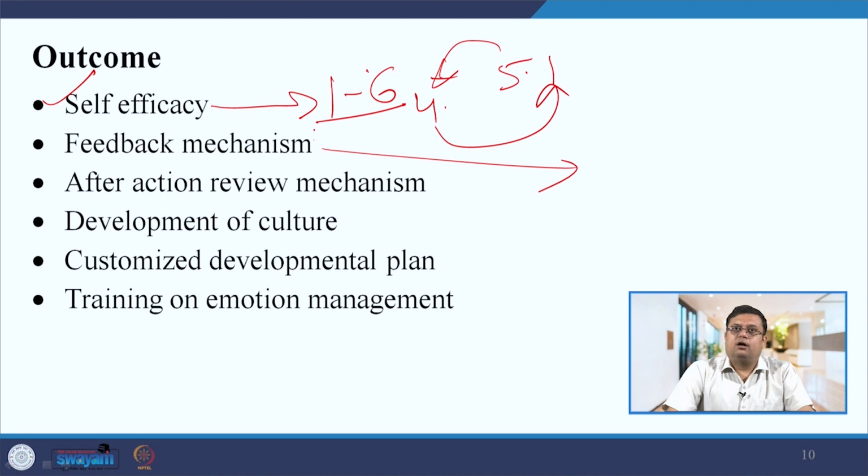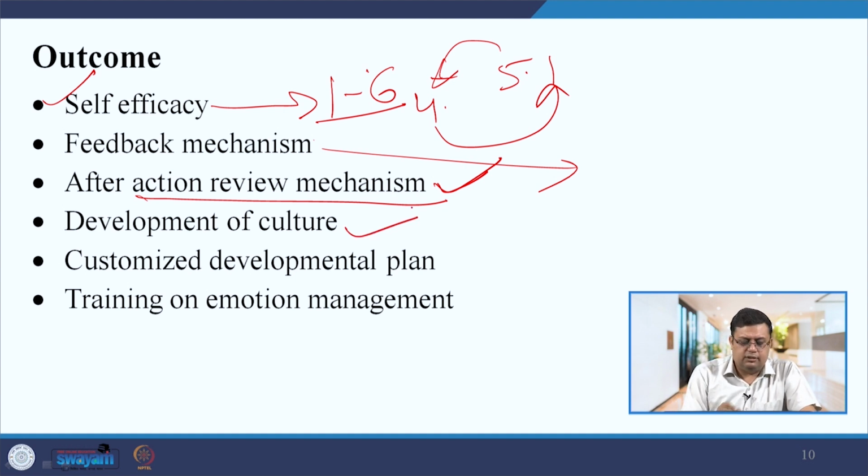So the kind of error that individuals are making, that analysis that you have already done, so now you can design the customized feedback mechanism for each category. So it could be the outcome of error analysis, right? And third thing, you can develop a mechanism for action review, right? Whatever action that individuals are taking inside the organization, based on this error analysis you can develop this action review mechanism also.